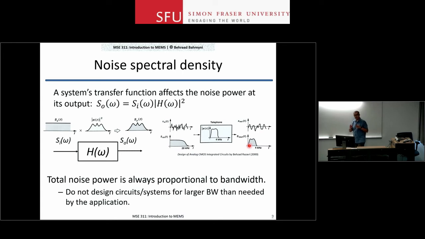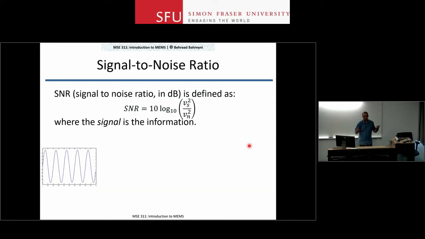Another way to think about it is: do not design an interface circuit, an electronic circuit, whatever, that has more bandwidth than necessary. Because the only thing that more bandwidth does to you is it increases the noise. Your signal is, let's say, a 10 kilohertz signal. Do not design a 1 megahertz amplifier for it, because that 990 kilohertz of extra bandwidth only adds noise to your signal, only destroys your signal to noise ratio, which is, by the way, defined this way.